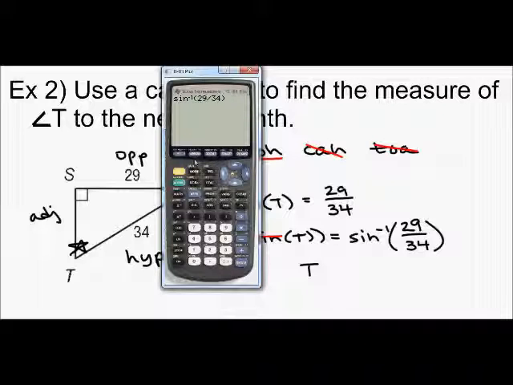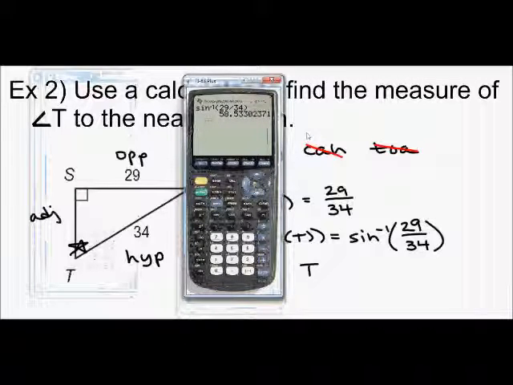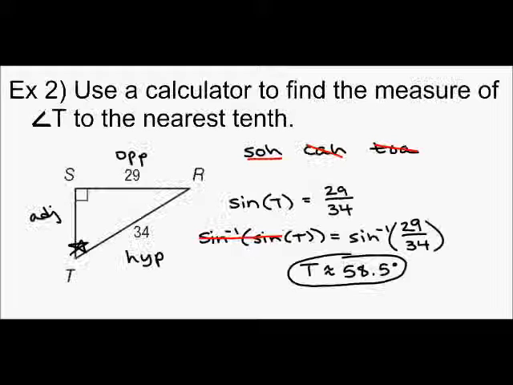Oh, before we do this, we have to check the mode. So we want an answer in degrees, so you have to go to the mode that's next to the second button, go down to where it says radian and degree, and highlight degree by pressing enter. Okay, so now I'm going to hit enter, and I get 58.5. I want it to the nearest tenth, so 58.5 degrees approximately is what T is. And that's my answer. Now it looks like that is actually it for this lesson.